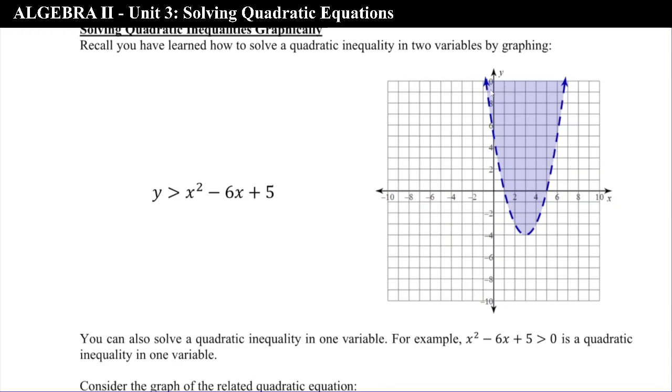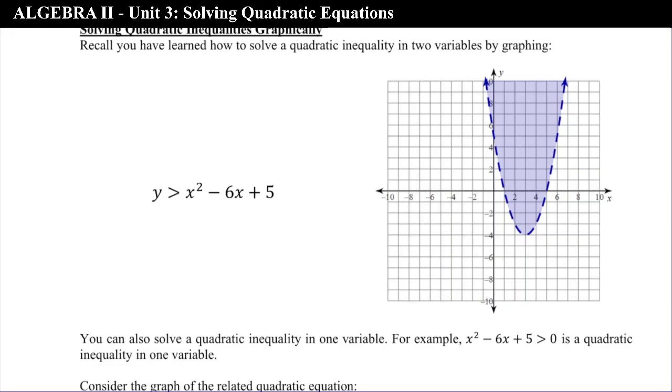And we would not include anything along the dashed line as part of the solution because there's no equals to part. So if this were solid, it would include the boundary, but since it's dashed, it does not include the boundary. And again, that was in two variables.